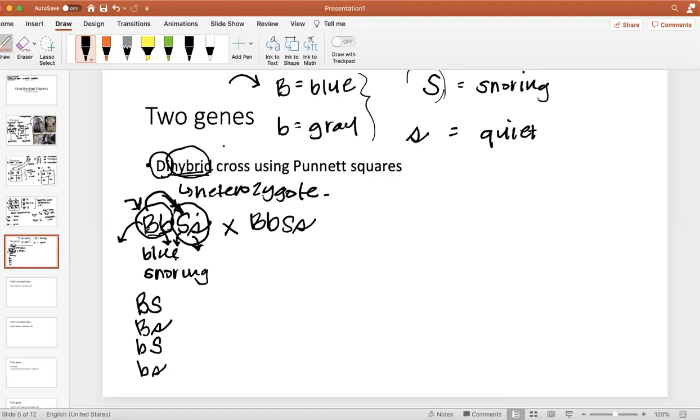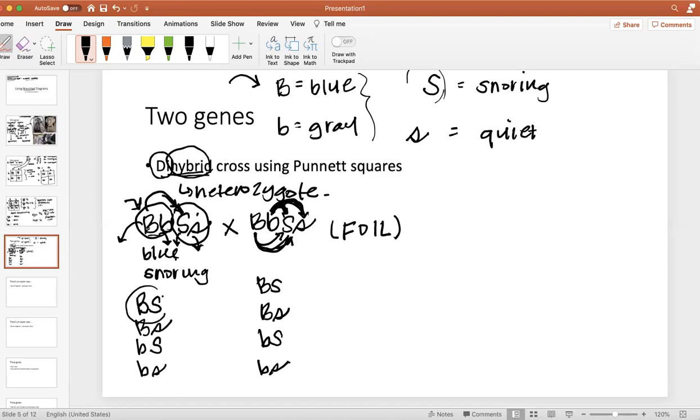Let's do that again because that's a little bit confusing. Big B big S, big B little s, little b big S, and a little b little s. Okay, some of you may be familiar with this methodology here. In math, we call this the FOIL method, where you multiply the first terms of an expression, the outer terms of an expression, the inner terms of an expression, and the last terms of an expression, okay?